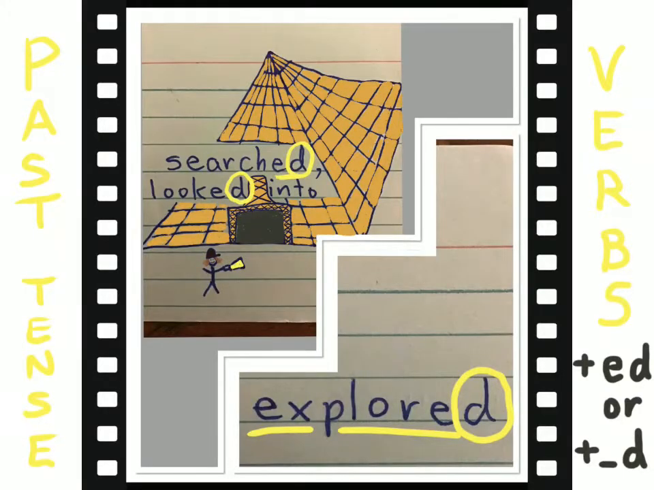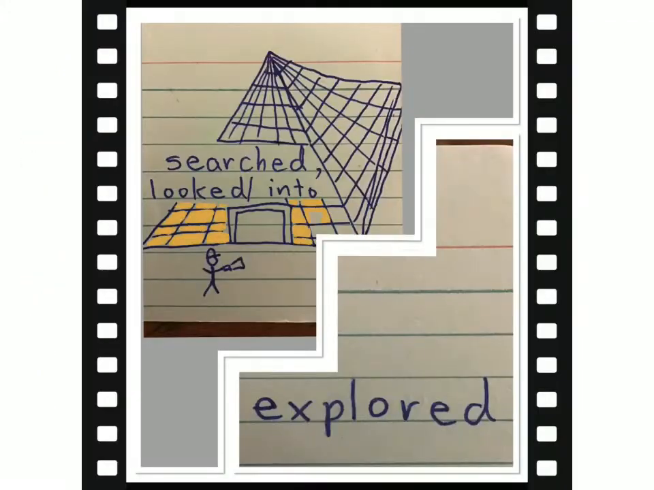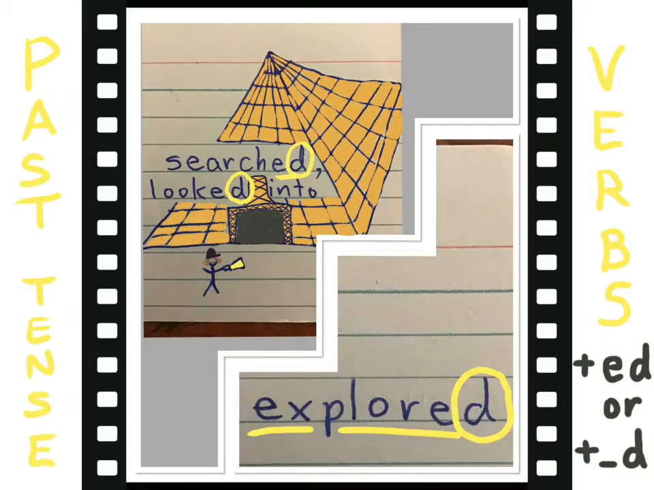To explore means to search or look into something. The man explored the pyramid. Someone who explores is an explorer. This explorer went into the pyramid and discovered many, many treasures. When we want to put a verb in the past, add ed or d.